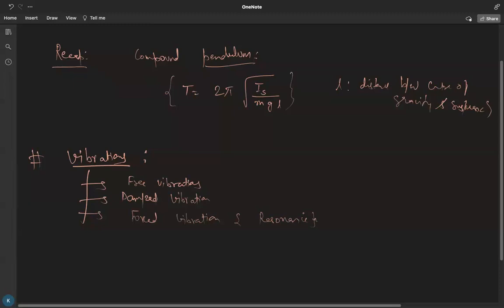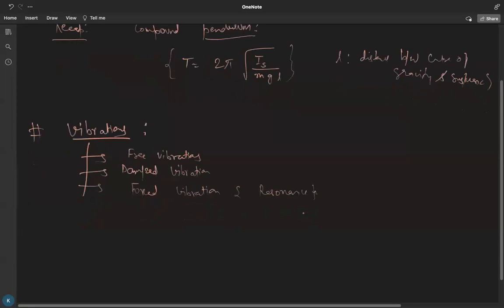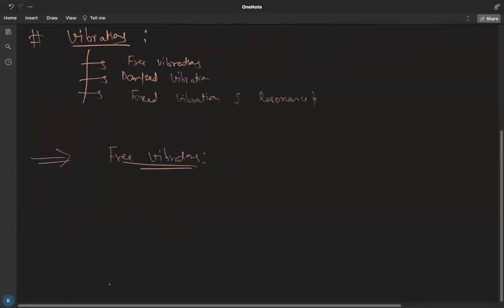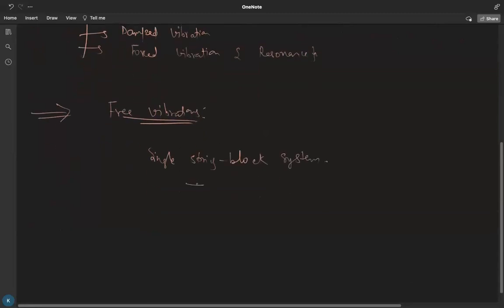So what is free vibration? Let me quickly set up an arrangement. Let's deal with free vibrations. Let me recall the first system that we took when we started this chapter, which is a single spring block system. So let's assume that system. This is our system, and there is an attached mass m, and the spring has a spring constant k, right? What I'm assuming is that there is no dissipative force acting on the system.